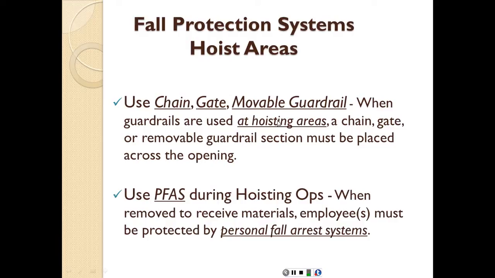Use chain, gate, and movable guardrail when guardrails are used at hoisting areas. If you're going to have a lift or a winch or a crane, so in this case you need lifting material or equipment, then you're going to use a hoisting, a movable guardrail like a gate to open and close. You can use a chain or a gate or a movable guardrail section that should be placed across the opening. Use PFAS during hoisting operations. When the guardrail is removed to receive materials, employees must be protected by a PFAS.